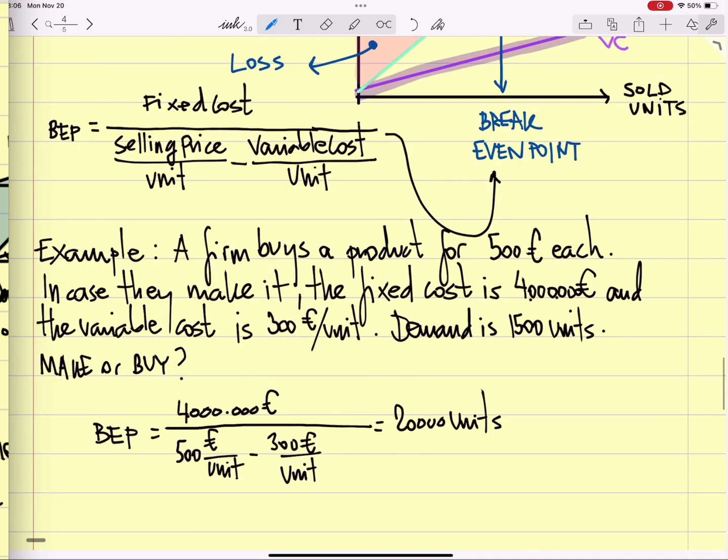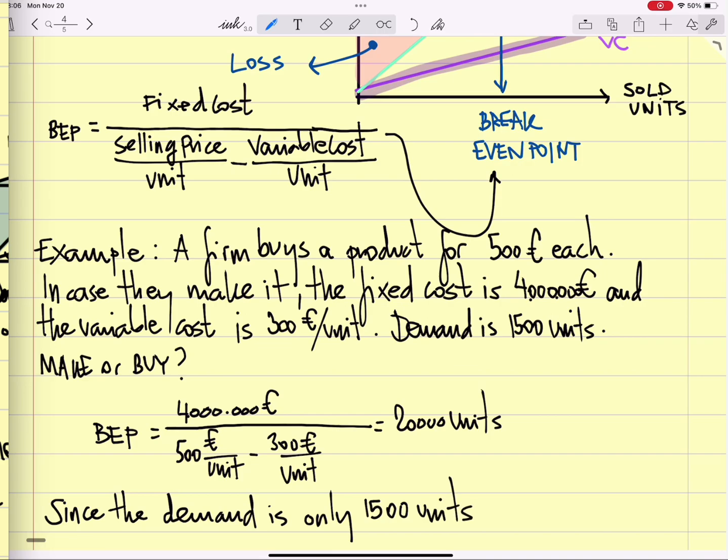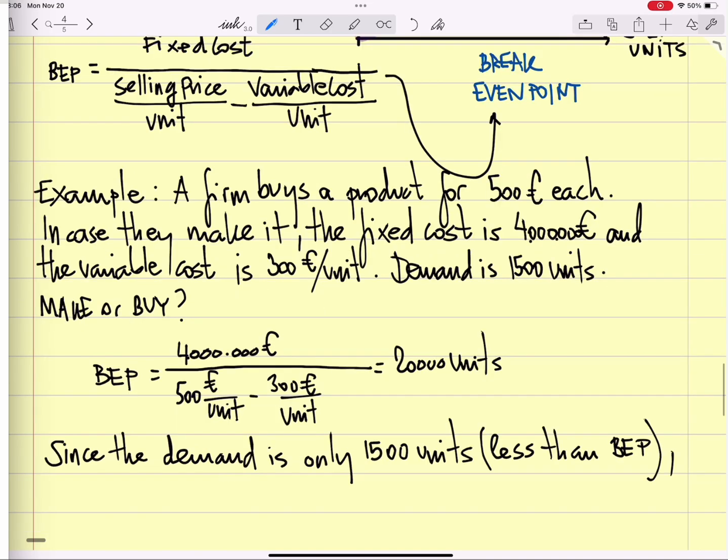So since the demand is only 1,500 units, less than the break-even point, the company should do what?